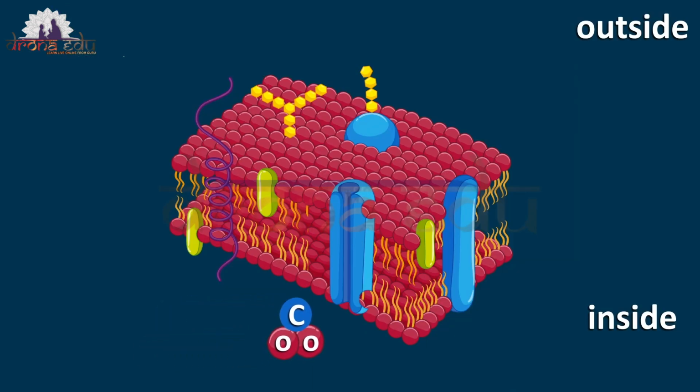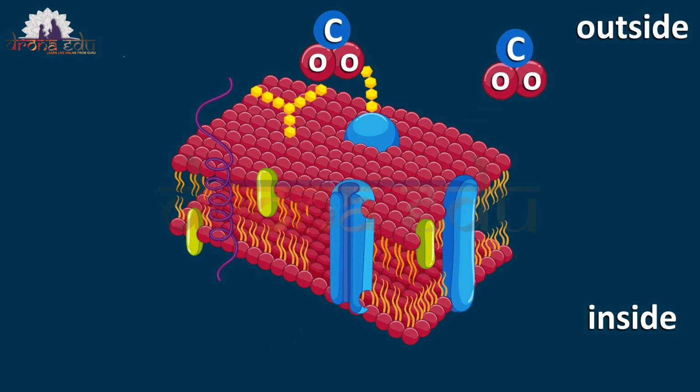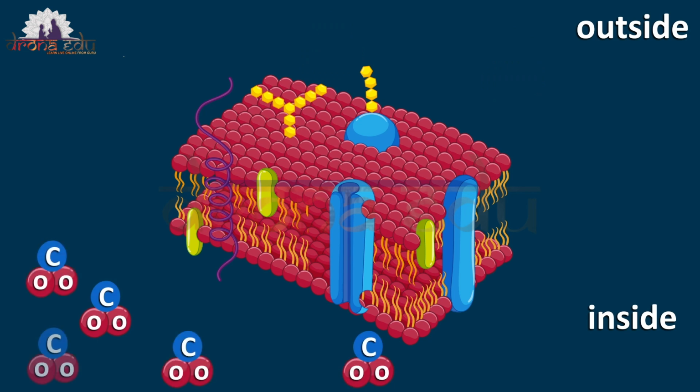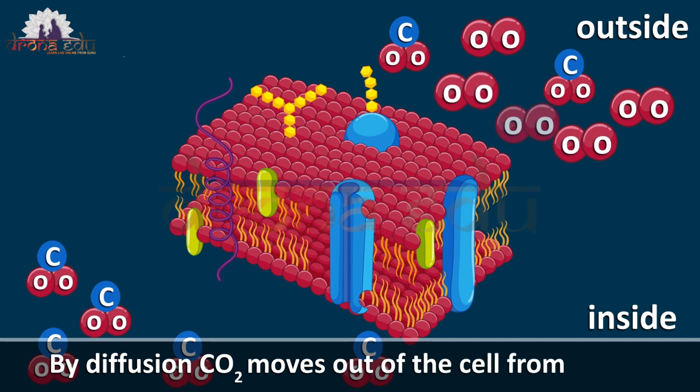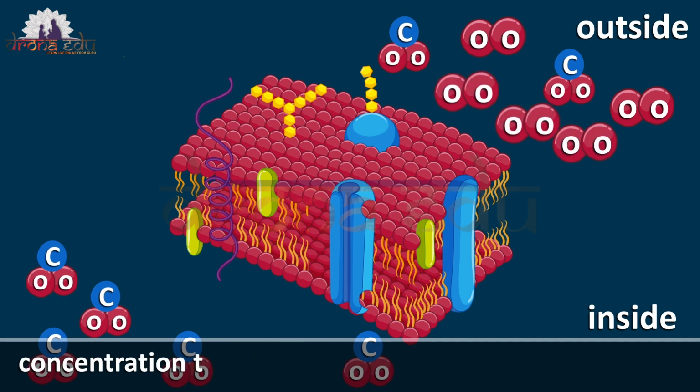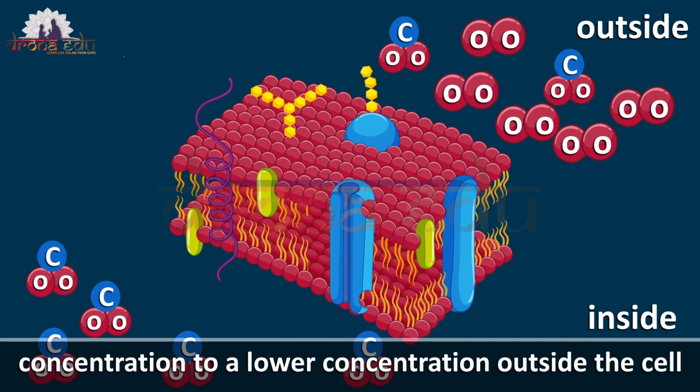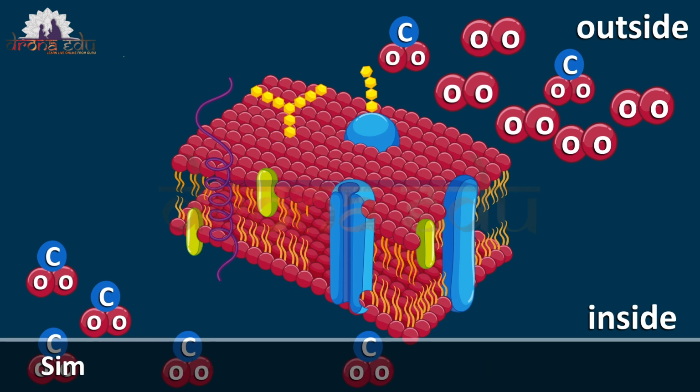The cellular waste like carbon dioxide has to be excreted out of the cell. The carbon dioxide accumulates in higher concentration inside the cell. The concentration of carbon dioxide is low in the external environment. By diffusion, carbon dioxide moves out of the cell from higher concentration to a lower concentration outside the cell.